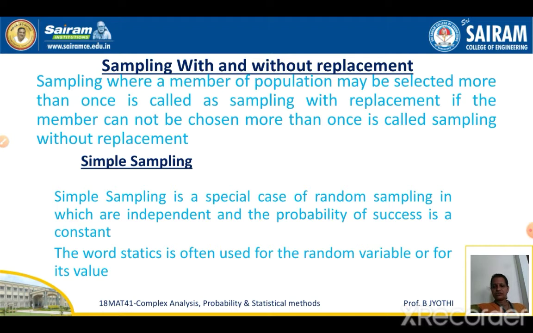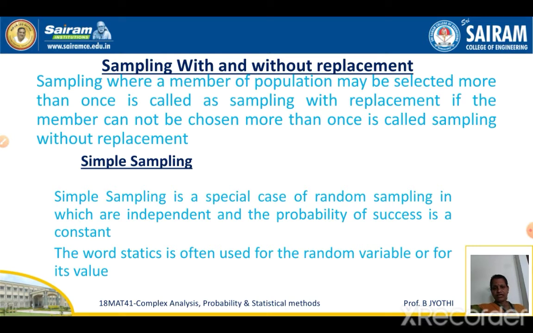So what we will do is, there are two types again. One is sampling with replacement and the other one is sampling without replacement. What is sampling without replacement? After selecting the 10 bulbs for testing, if we keep them aside and one more set of 10 bulbs is chosen from the remaining 190 bulbs, then it is without replacement.